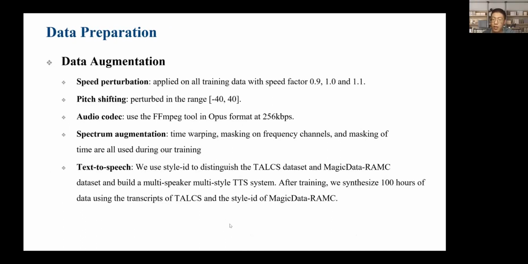Data augmentation plays an important role in model training, especially in low resource or limited data scenarios, and it can significantly increase data diversity and quality. Here we show the augmentation methods applied to the training data. We tried speed perturbation, pitch shifting, audio codec, and spectrum augmentation like most people do. Besides these signal perturbation approaches, we also build a text-to-speech system to synthesize extra training data using the transcripts of TAL-CS and the style of Magic Data RAMC.